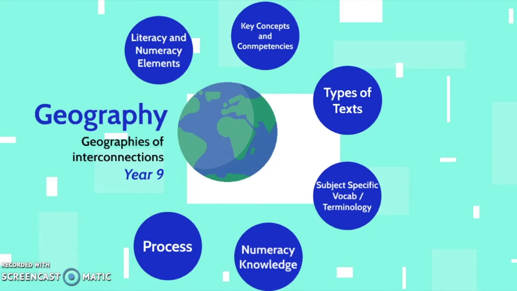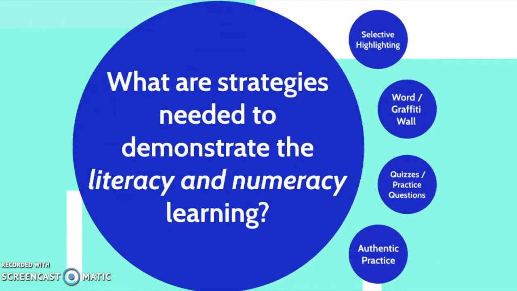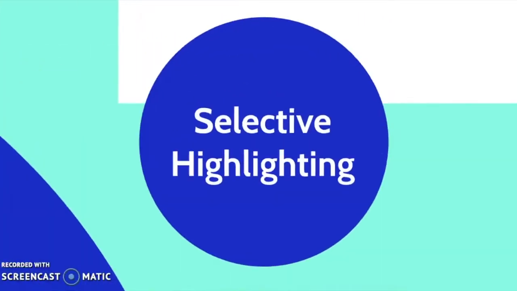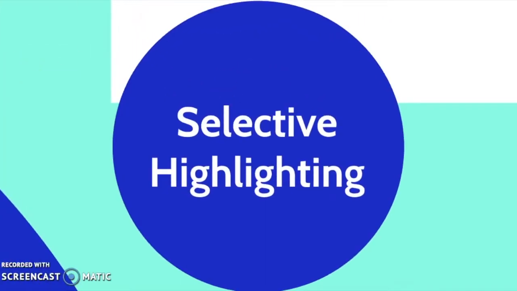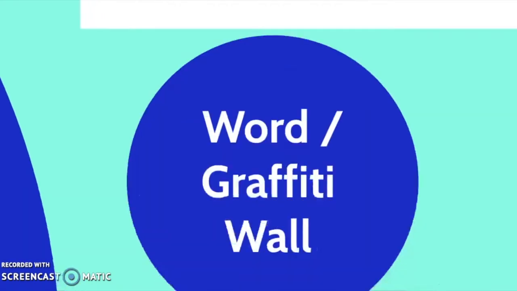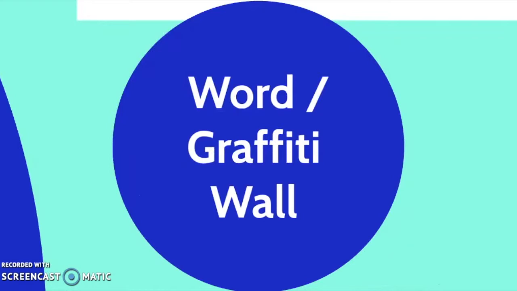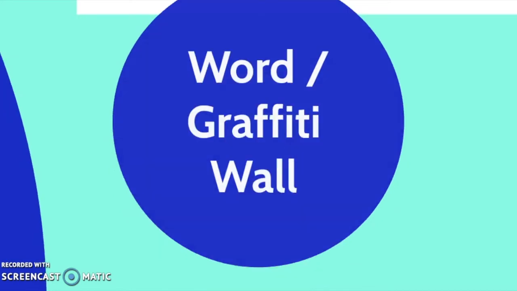Lastly, just a couple of processes which are really quite helpful for trying to teach this topic and make sure you're hitting and covering all these important elements. So these are the strategies you could use to demonstrate literacy and numeracy learning, such as selective highlighting, so getting students to highlight texts and highlight important words and phrases and information. Word graffiti wall, being able to present and work with a word or topic to help them break it down and make them understand it.